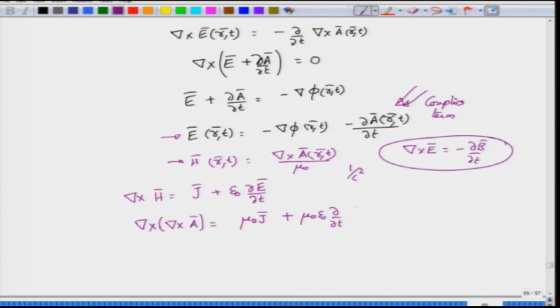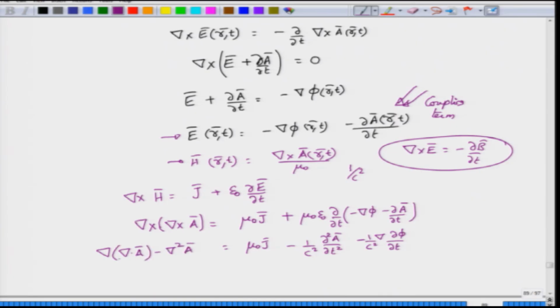So, E is basically minus gradient of phi minus del A by del t. All these quantities are varying with time. Now, I can write this expression as 1 by c square times minus del square A by del t square, minus, interchanging the gradient and the derivative term, I can rewrite del by del t of minus gradient phi as this particular quantity. I still have mu naught J, and onto the left hand side I can write this as del of del dot A minus del square A.